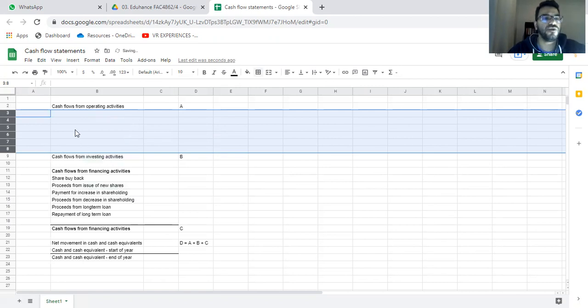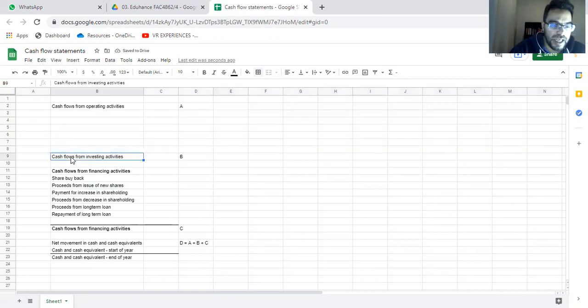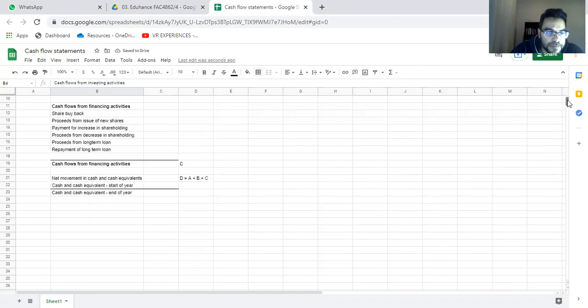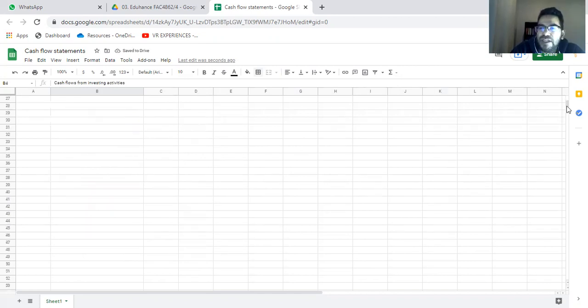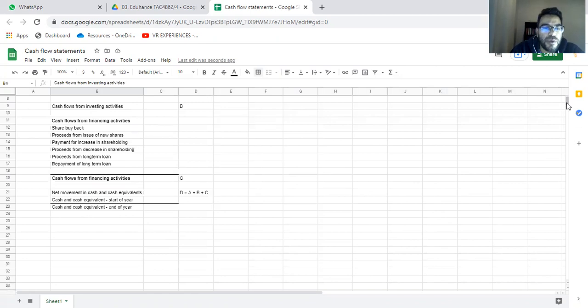So now we go to investing activities. Under investing activities, oh, just one more thing under financing activities. For the long-term loan, they will most likely only give you the proceeds or the repayment. Remember, it's very important that you must get both amounts.